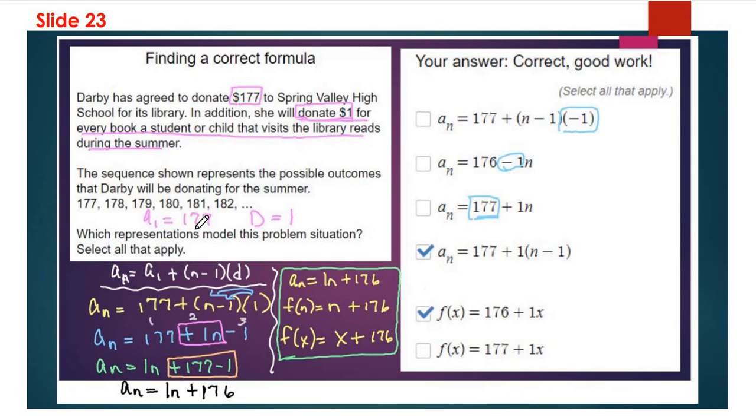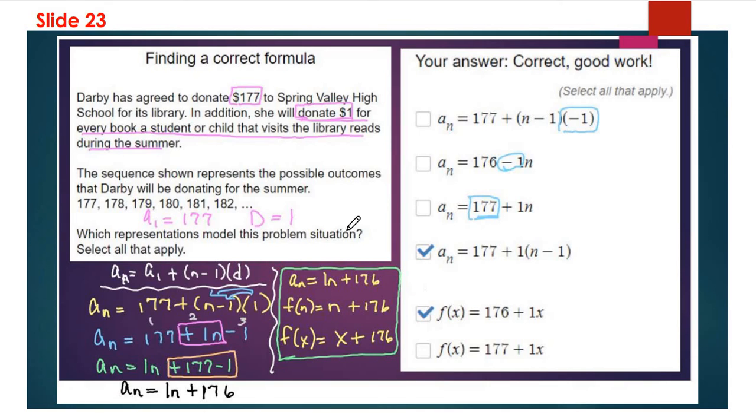So the first term right here is 177. If you start at the back and subtract, 182 minus 181 gives you 1. 181 minus 180 gives you 1. 180 minus 179 gives you 1. 179 minus 178 gives you 1. 178 minus 177 gives you 1. So the common difference is 1. The first term is 177.